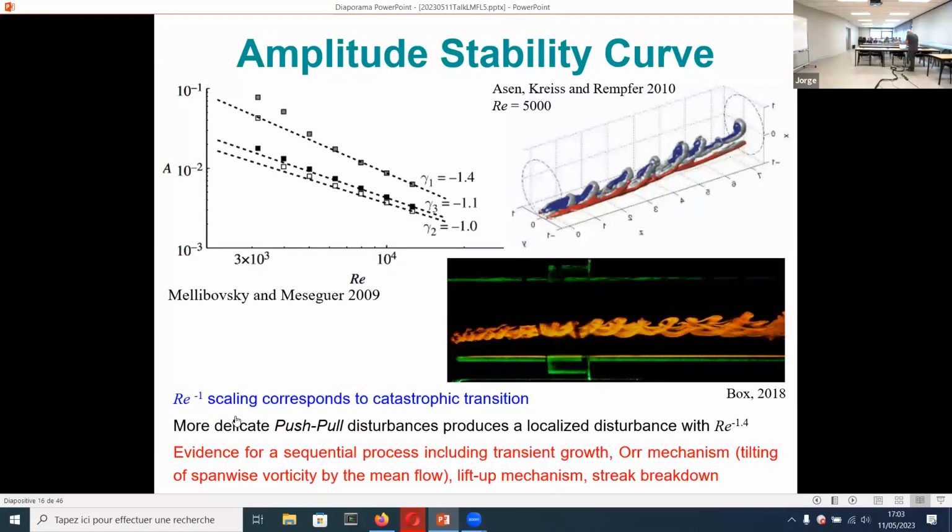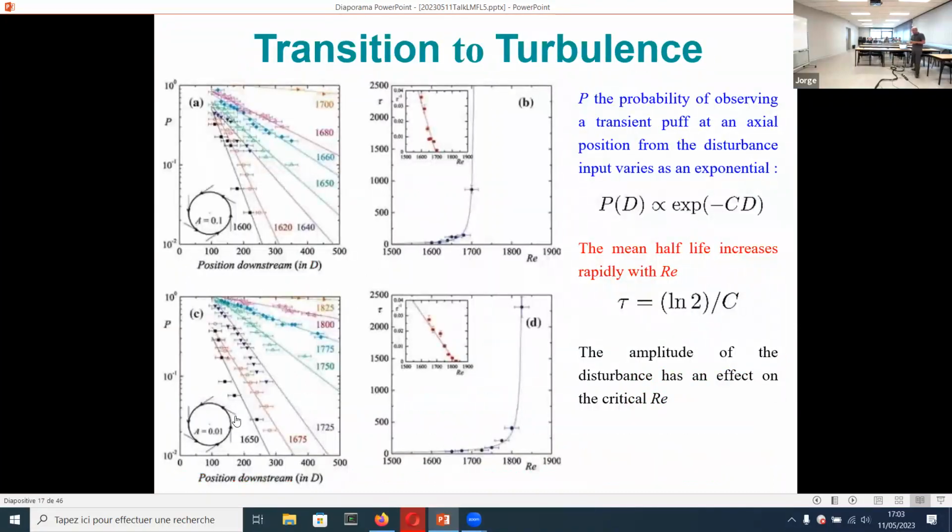The push and pull disturbances is evidence of a slow and transient growth process. So now for the range of Reynolds number at low Reynolds number, let's say 1,600 until 2,000, things are slightly different. On the top row, I'm showing you the effect of always the same disturbance with an amplitude of 0.1.